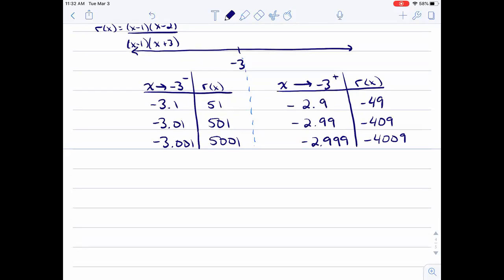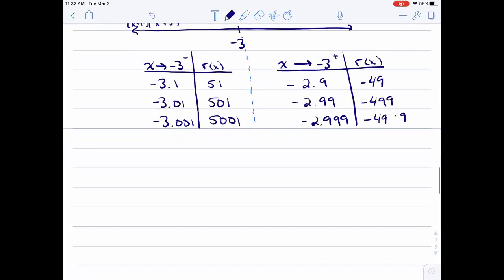I'll do the last one just to confirm. Negative 2.999 minus 1 times negative 2.999 minus 2, divided by negative 2.999 minus 1 times negative 2.999 plus 3. Oh, not 0, 999. That makes more sense.